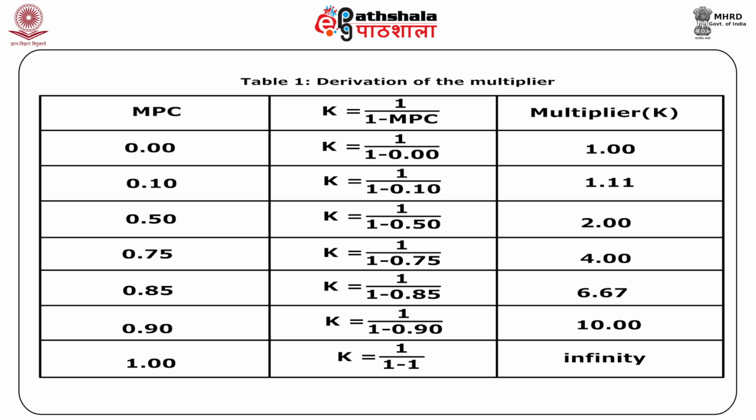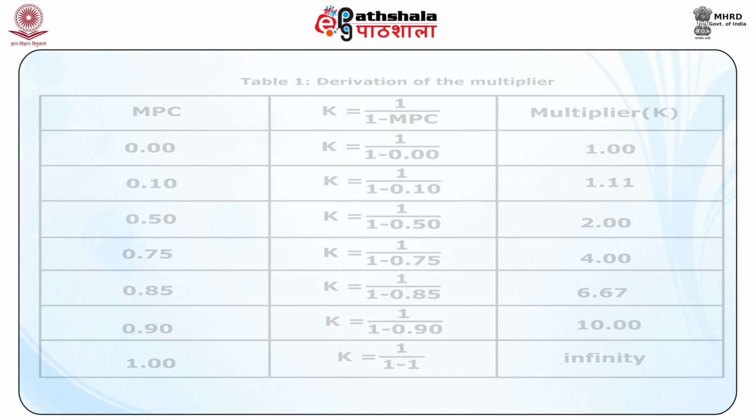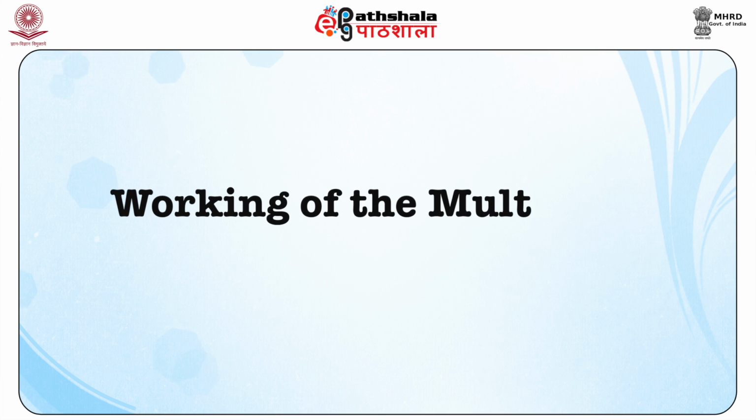An infinite multiplier will lead to full employment in the economy and then will create a limitless inflationary spiral. But such is a rare phenomenon. Therefore, the coefficient of multiplier lies between 1 and infinity. Let us now discuss the working of the multiplier.